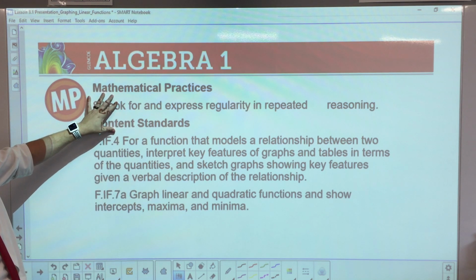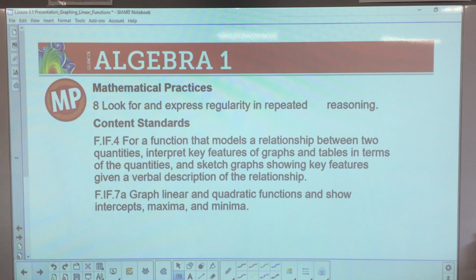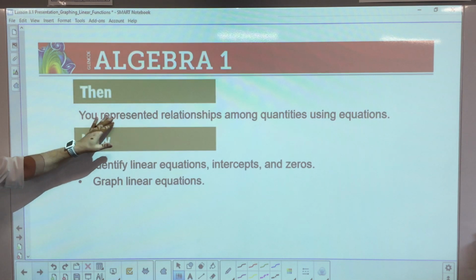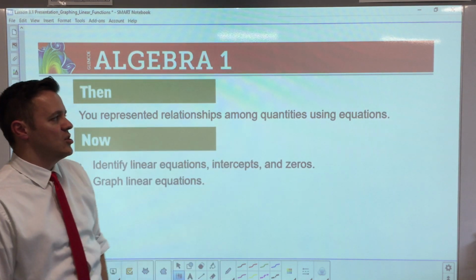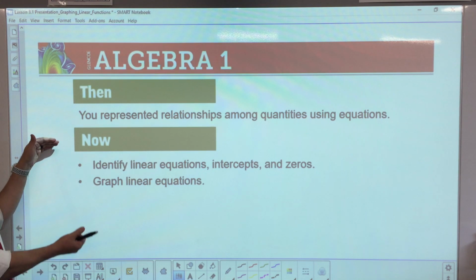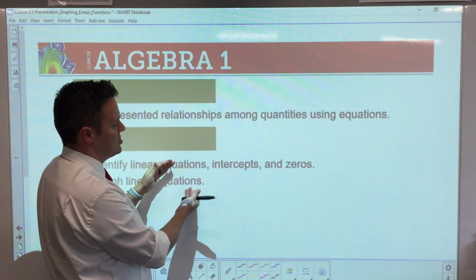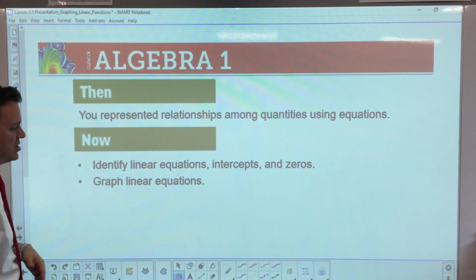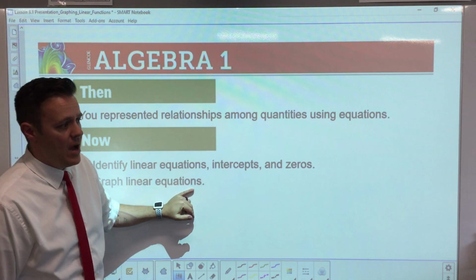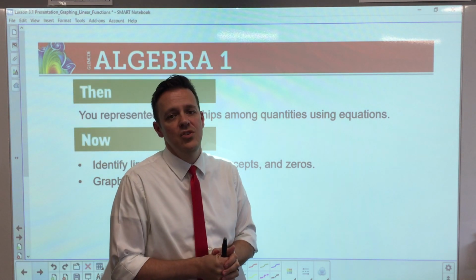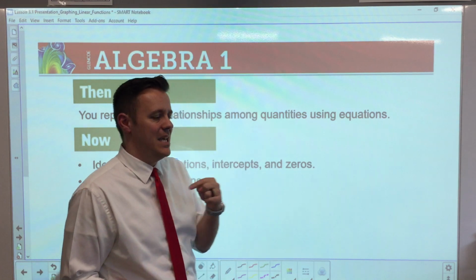Look for and express regularity in repeating reasoning. Okay, we're going to be on mathematical practice 8. We're going to start about modeling functions between 2 quantities and interpreting data. Okay, you guys have been able to represent relationships amongst quantities using equations. Now we're going to identify linear equations, intercepts, and zeros. We're going to start that process, and then we're going to graph them. We will graph them in class using our calculators and Desmos.